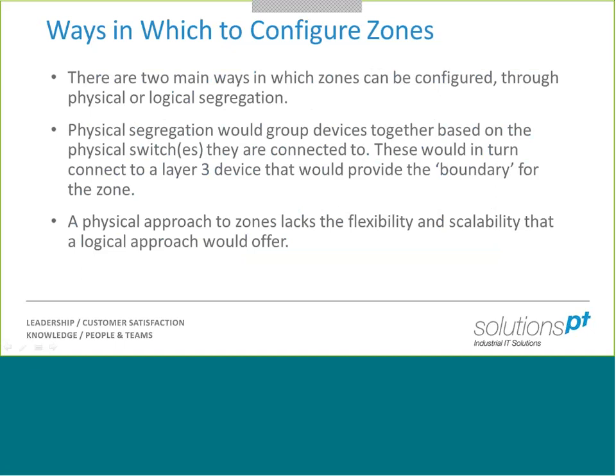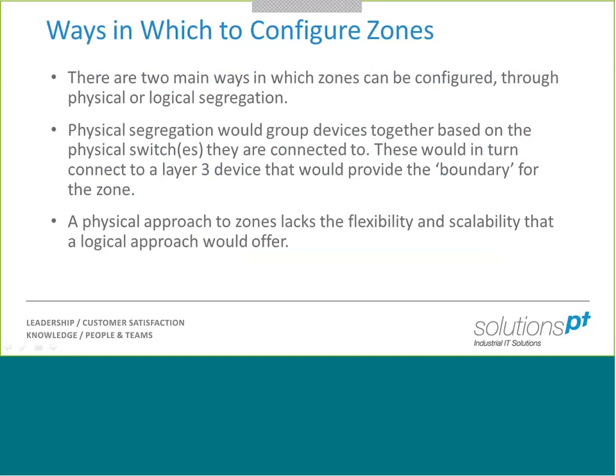If we start with physical segregation first, this is essentially grouping devices together and connecting them to the same physical switch, the same physical segment of a network. Those switches in turn would then connect to our layer 3 device, where we configure our conduits, and that would be where we provide the boundary for the zone. Now, the problem with a physical approach is it doesn't give us a lot of flexibility or scalability.